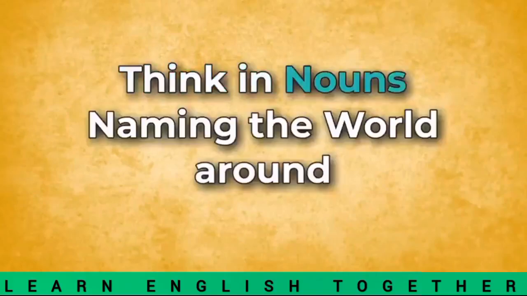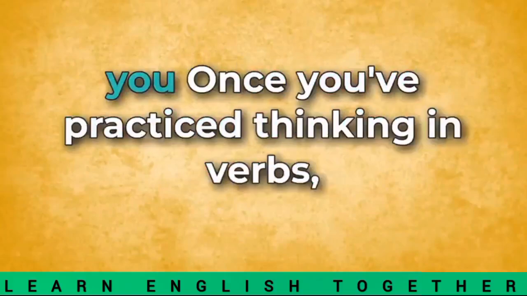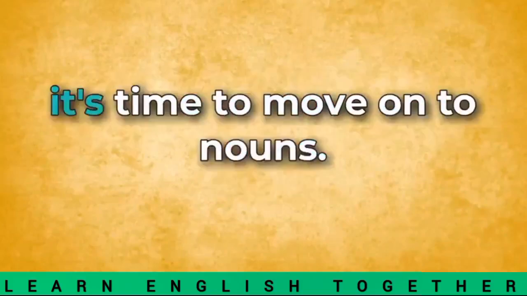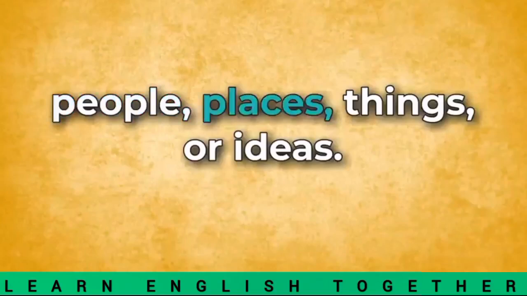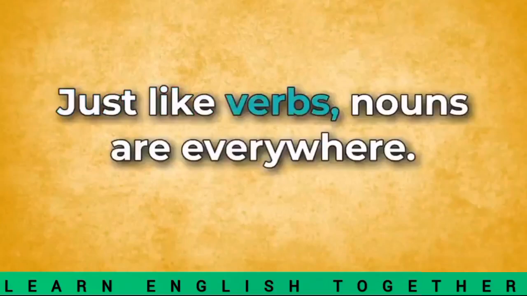Stage 2. Think in nouns, naming the world around you. Once you've practiced thinking in verbs, it's time to move on to nouns. Nouns are words that name people, places, things, or ideas. Just like verbs, nouns are everywhere.